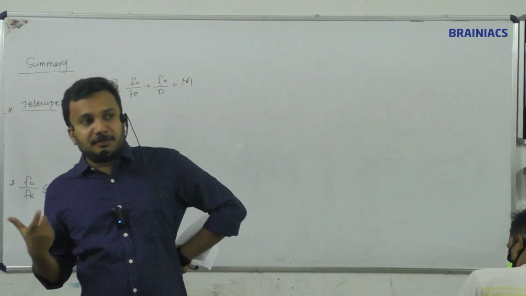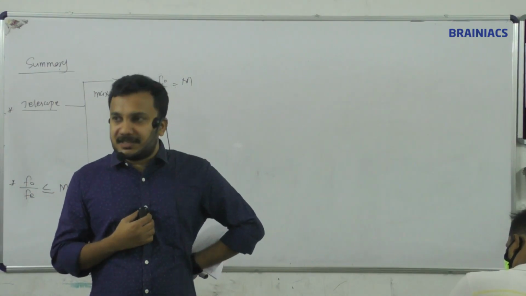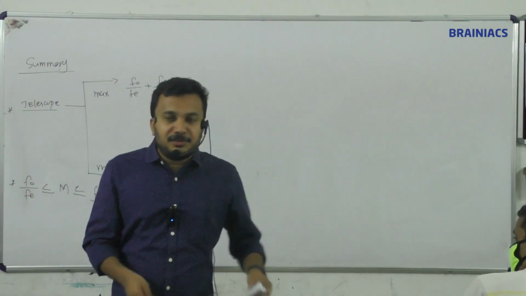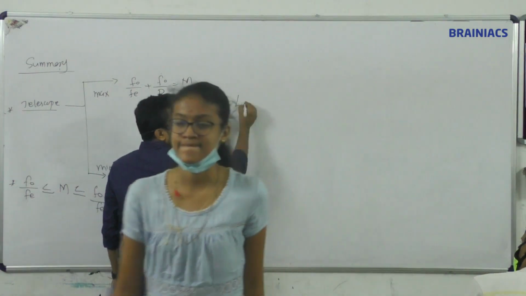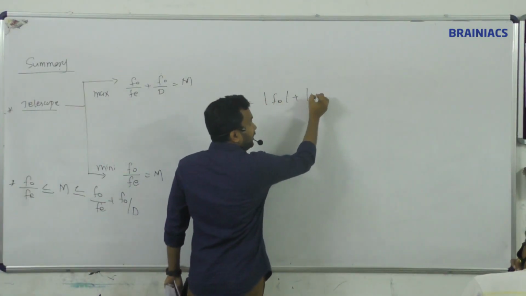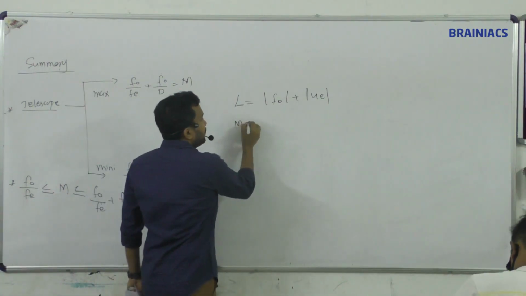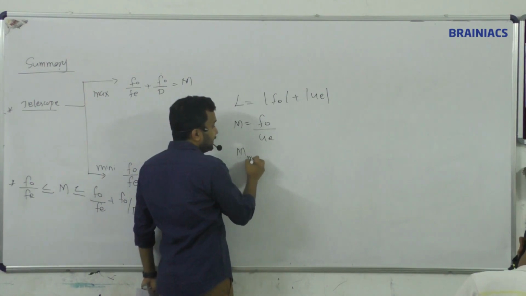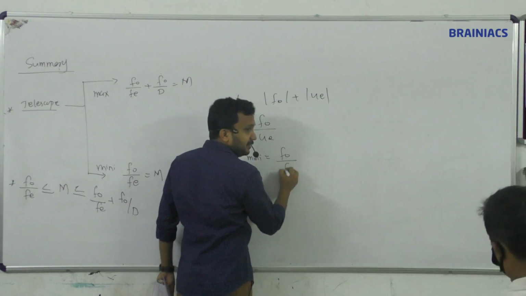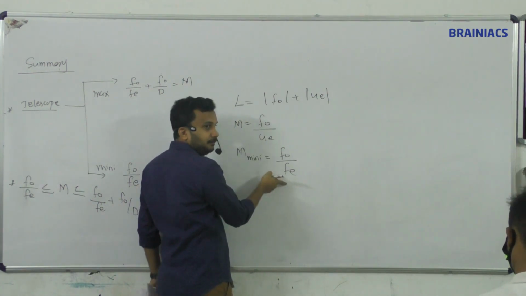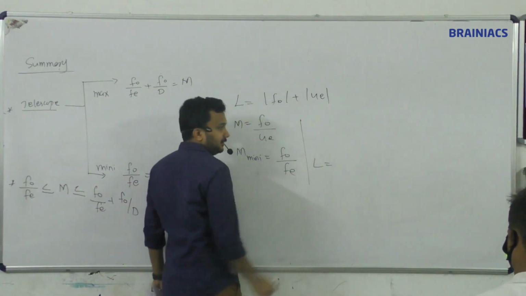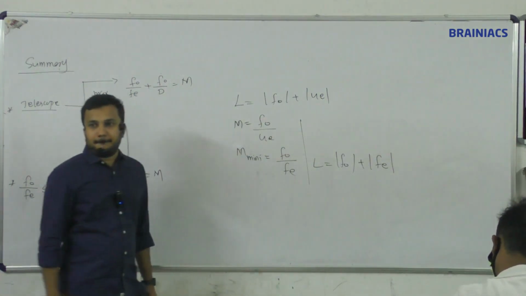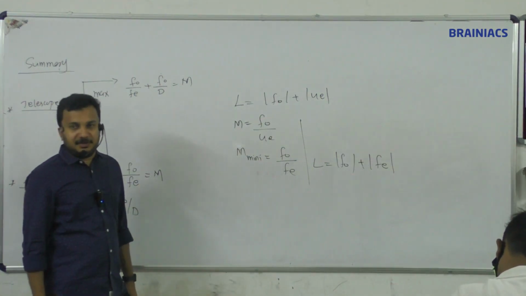So what is the length of the telescope we have written? f0 plus ue. I know the formula for length is f0 plus ue. For minimum magnification, m is equal to f0 divided by ue in the general equation, but when m is minimum we get f0 by fe. So ue is replaced with fe. In this case, length equals f0 plus fe.